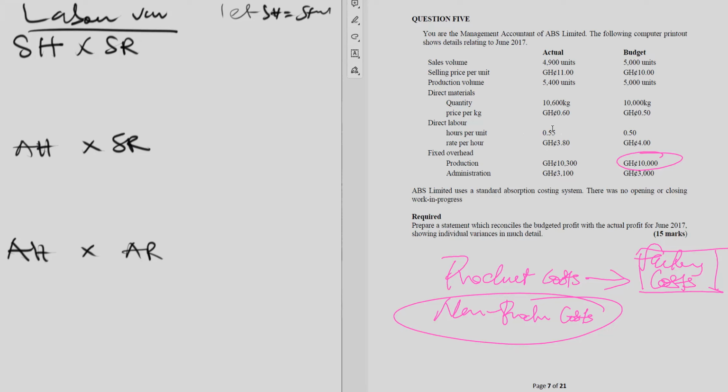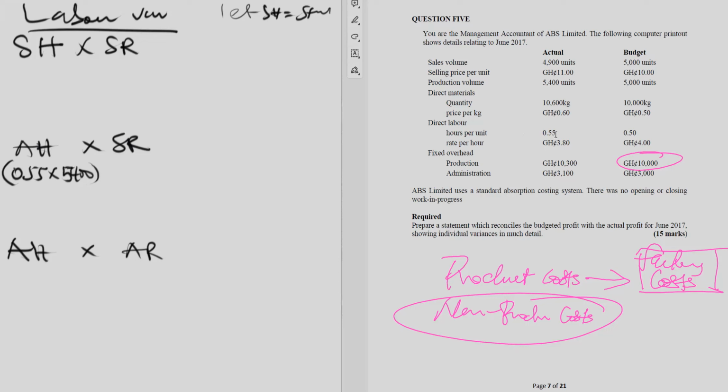So when you come to labor, I think we have actual hours that were used, but they were in units. They were per unit. For 1 unit, we can get a total, right? Because if 1 hour is 0.55 and actually we produce 5,400 units, you see, everything is always multiplied by the actual units produced. Most questions give it to you directly, like the way they gave us 10,600 for the material.